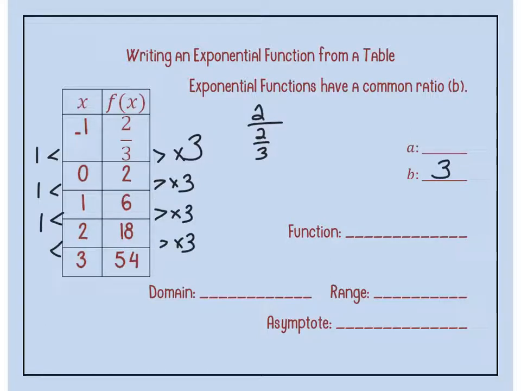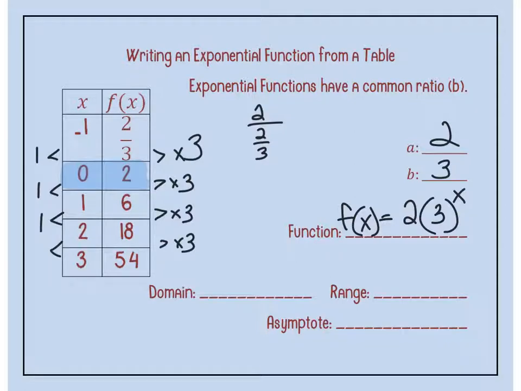My starting value is my y-intercept. My y-intercept is where x equals 0. So in this problem, where does x equal 0? The answer is 2. So my a value is 2. My common ratio is 3. So now my function is f of x equals a times b raised to the x power.